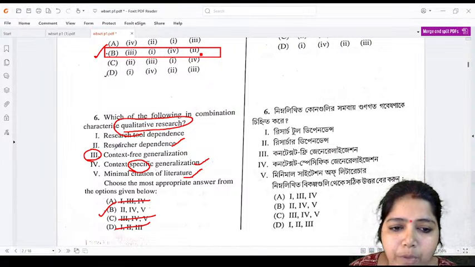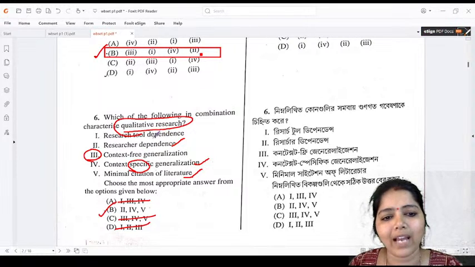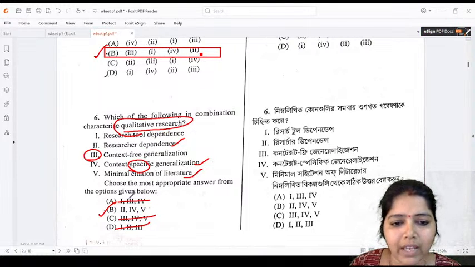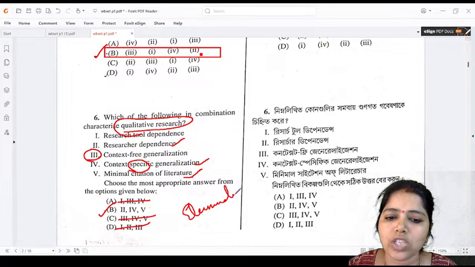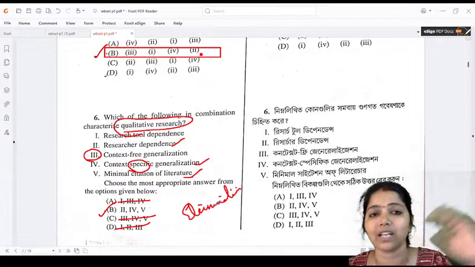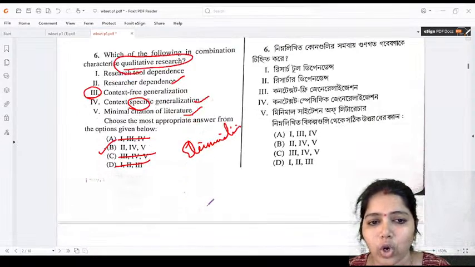When you look at the third option, context-free generalization, we can eliminate 1, 2, 3. A, C, D can be eliminated. Using the elimination technique, you can easily do this problem. Yes, context-free generalization, we have been asked in the NET examinations also.